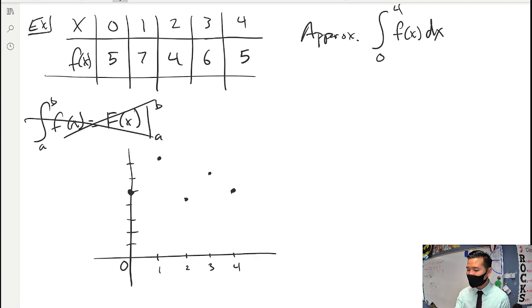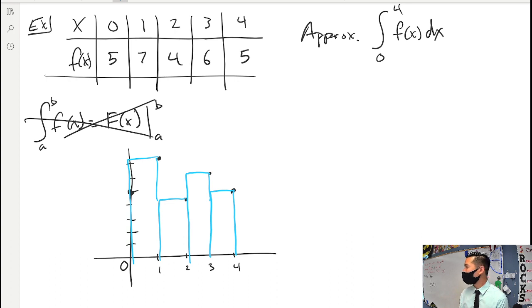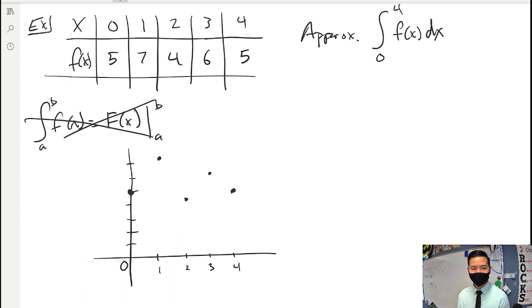Don't draw this next part out. If I decided to use RRAM, I would make rectangles based off the right side heights. Don't draw this, please. So you see the RRAM here? That's my RRAM, and that would be my estimate for that. That's how RRAM works. LRAM is the same thing, except you just go from the left side. Okay? Today, though, we're using TRAM.